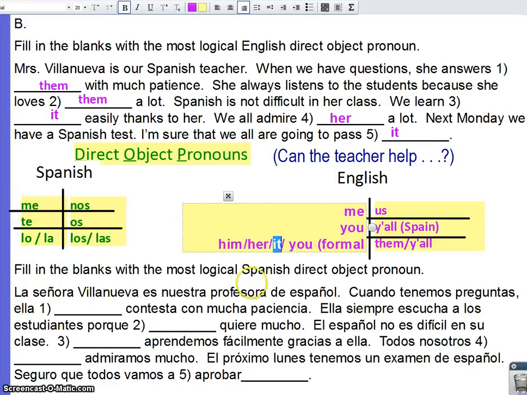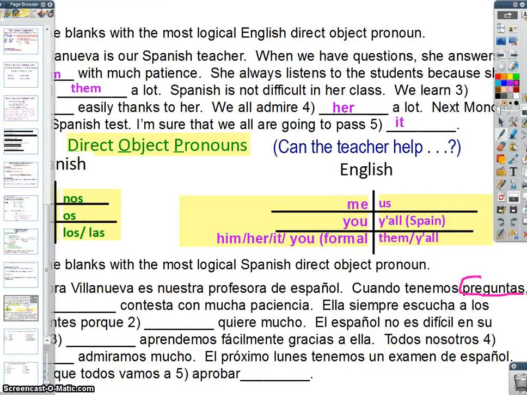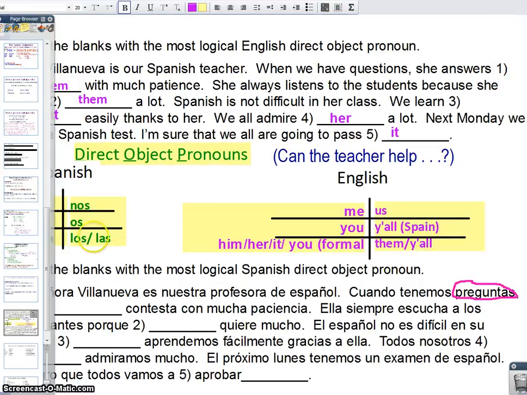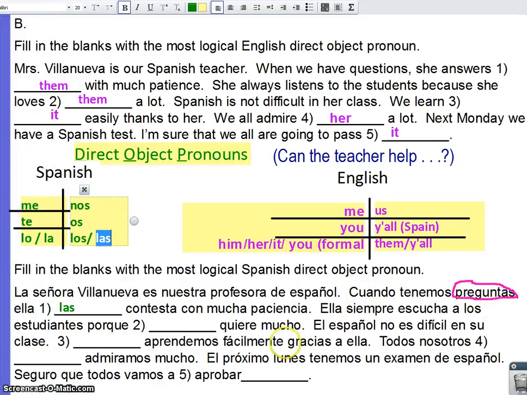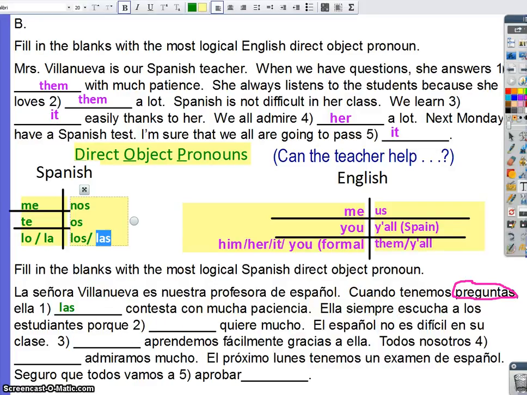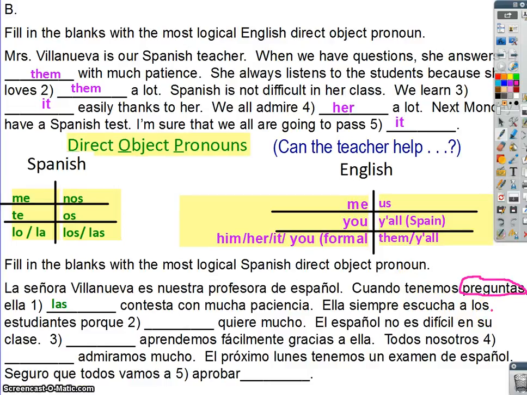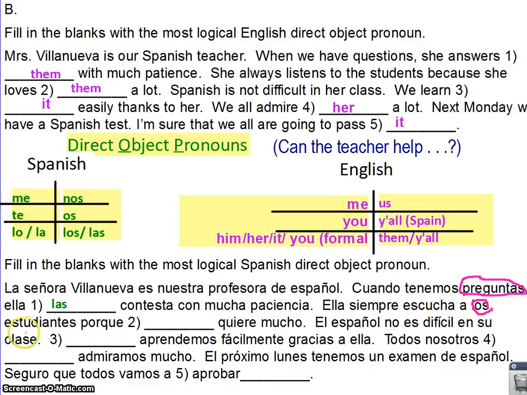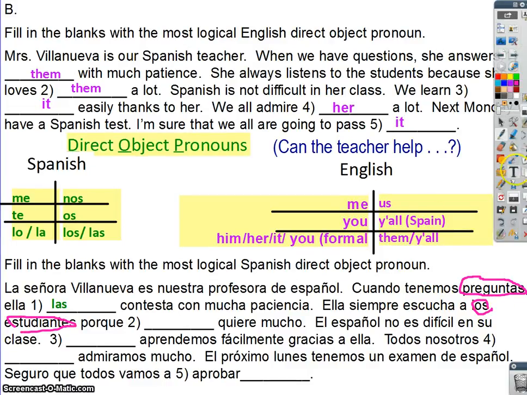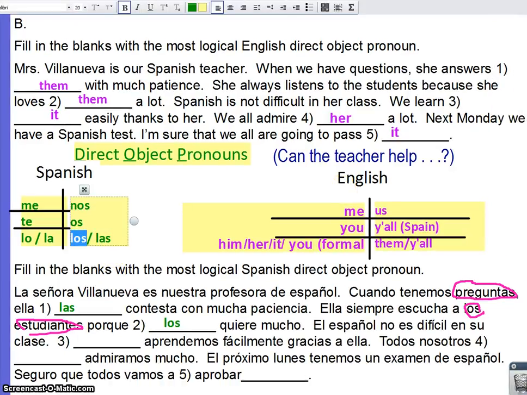So, Mrs. Villanueva is our Spanish teacher. When we have questions, she answers them. Them referring to questions. So we need the right pronoun. We need to be in the bottom right box for them. So our choices are los or las. We want las because preguntas is feminine and plural. With much patience. She always listens to the students because she loves them a lot. Them referring to los estudiantes. So which direct object pronoun would replace los estudiantes? It would be los.